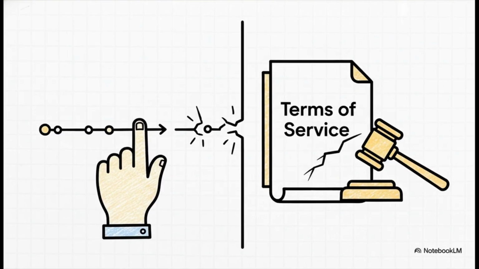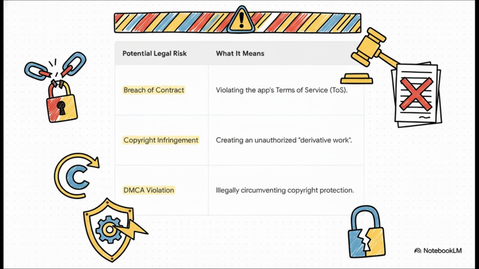But it's not just about business. When you use an app, you click agree on a contract, the terms of service. And trying to manipulate that app with an outside script could very well mean you're breaking the rules of that contract. And we're not just talking about theoretical risks here. By running a script, you could be in direct breach of the contract you agreed to. That's the terms of service.